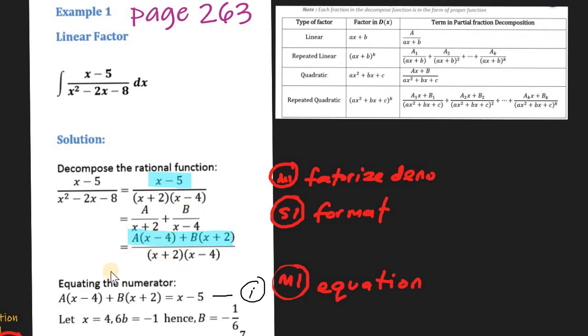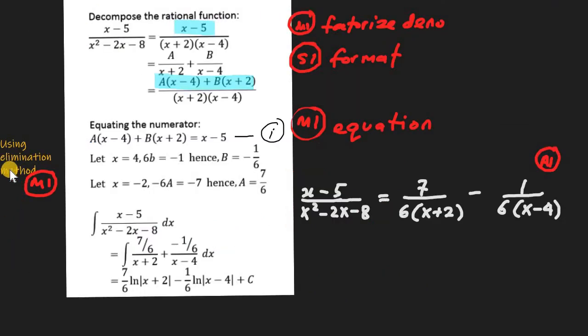We need to get into one line equation such that we combine this term first. A times x minus 4 plus B times x plus 2 over, we combine it. This is so that we can compare the numerator value. So you have to have this equation correct in order to solve for our A and B. There's 1 mark given for the equation. What is the method for us to solve the A and B? It depends. Here we are using the elimination method.